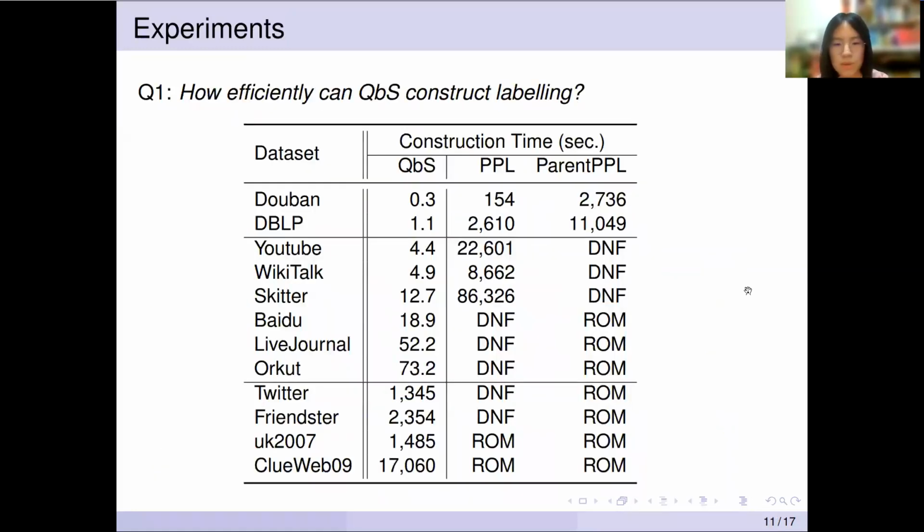The first question we want to answer is, how efficiently can query by sketch construct the labeling scheme? We tested the construction time under 20 landmarks. DNF and ROM refer to do not finish in one day and running out of memory, which is over 500 gigabytes. This table shows that compared with the labeling-based methods, our method, query by sketch, uses a significantly smaller amount of time for constructing the labeling scheme, and it scales over networks with billions of vertices and edges.